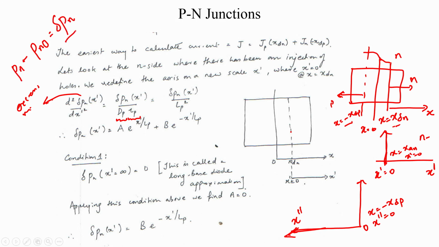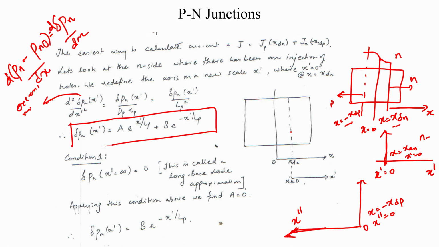So that is your delta Pn, and clearly the spatial derivative of this term is nothing but the spatial derivative of this term, and therefore we can write every expression in terms of delta Pn of x dash. So this is the continuity equation, and we know that the solution to that is given by this particular expression here. Now the key now is to identify the correct boundary conditions.